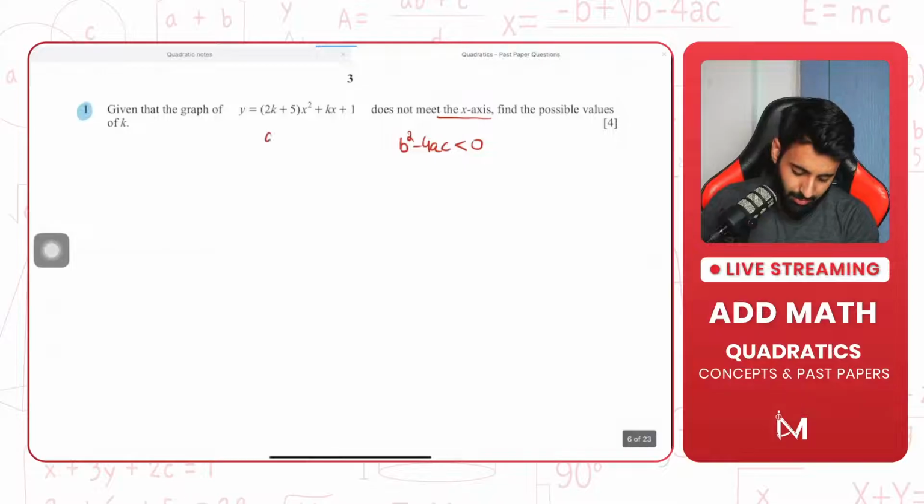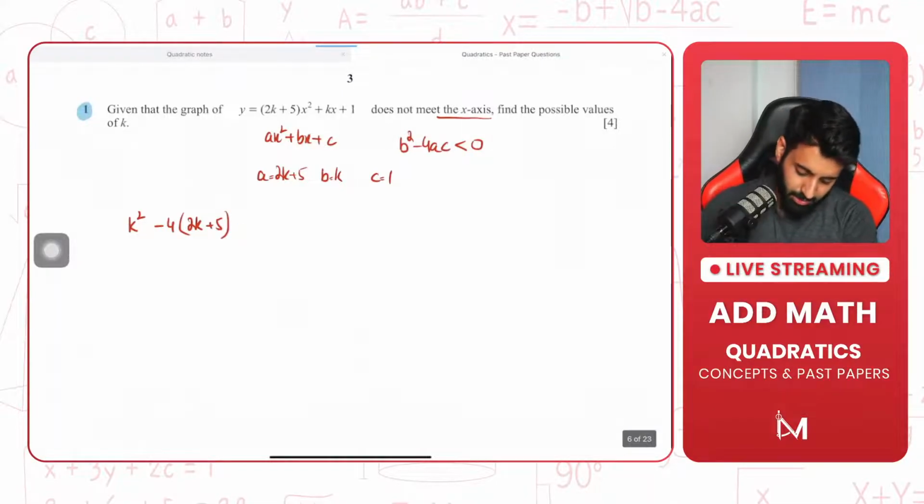Okay, so if you compare this with ax square plus bx plus c, let's see what happens. A is 2k plus 5, b is k, and c is 1. So b square, which means k square, minus 4 into 2k plus 5 into c, which is 1, is less than 0.